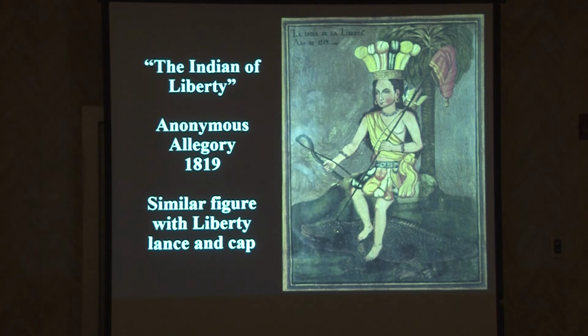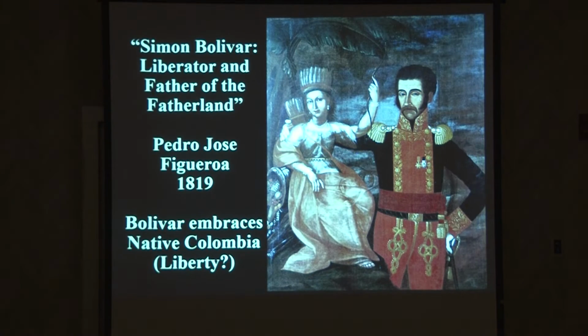And whatever little doubt is left is resolved by this image. This one, entitled Simón Bolívar, Liberator and Father of the Fatherland, was painted by Pedro José Figueroa in 1819, and it shows Bolívar embracing this native woman figure who's at least meant to represent Colombia and perhaps even be emblematic of liberty. But what do you see behind her?